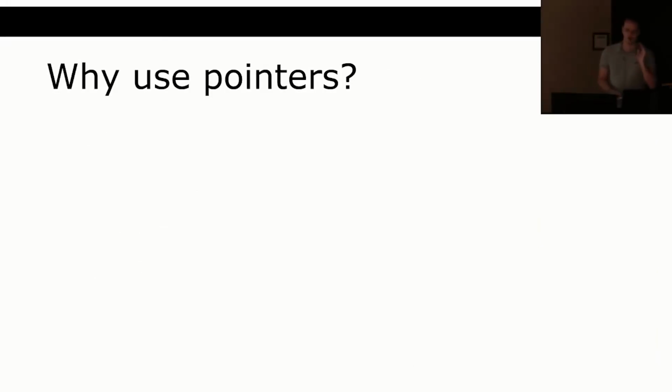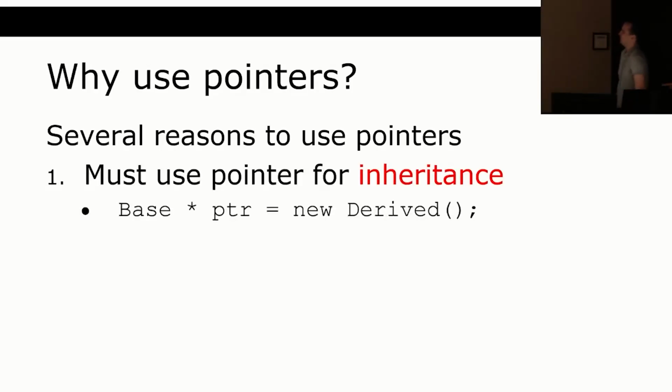Okay. Why would we want to use pointers then if they are so dangerous and expensive? Well, there's several reasons. One, and these aren't in order, okay? Pointers must be used for inheritance. So in other languages, like Java, for example, Java just uses pointers behind the scenes. It calls it a reference, but it's really a pointer. It's actually like a copy of a reference or something, but it's essentially a pointer.